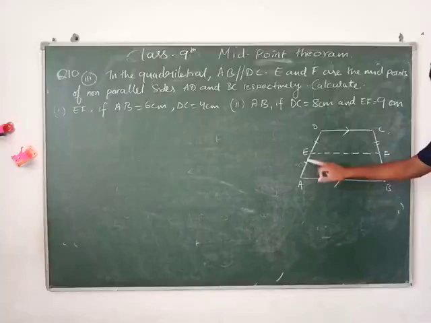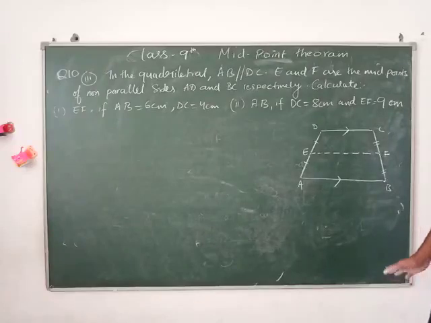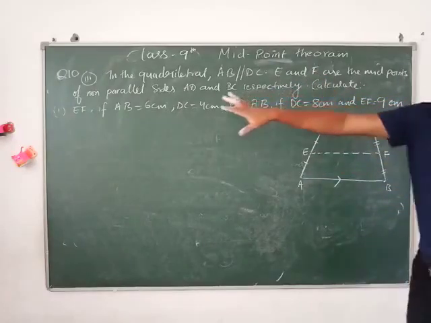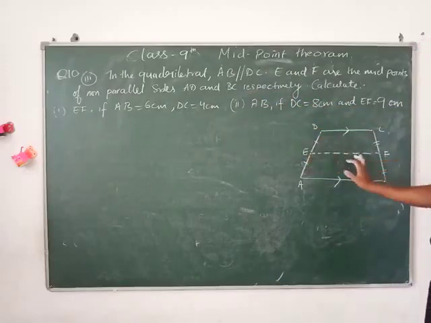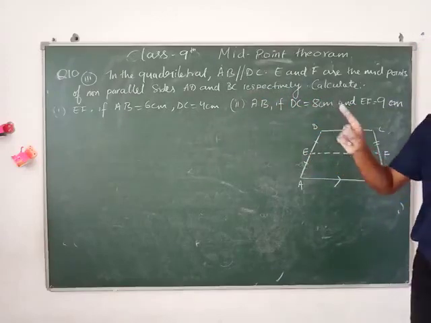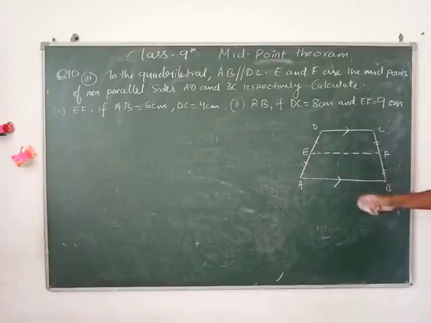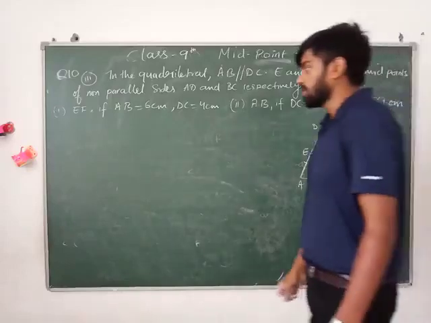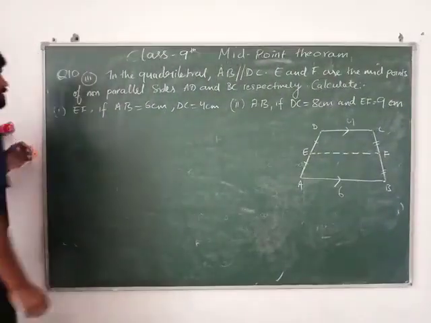If this is 5, then this is also 5. If this is 10, then this is also 10. So that is how it is given. Okay? Now AD and BC respectively, calculate EF. We have to find EF, when AB is given to me as 6 centimeter and DC is given to me as 4 centimeter. Okay. Now let's see what we can do in this question.